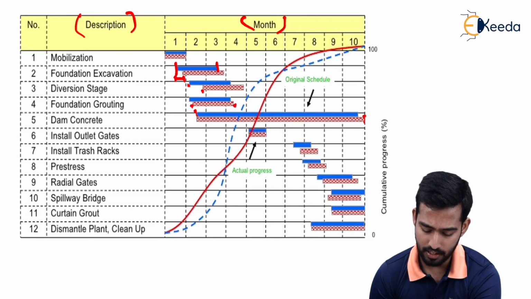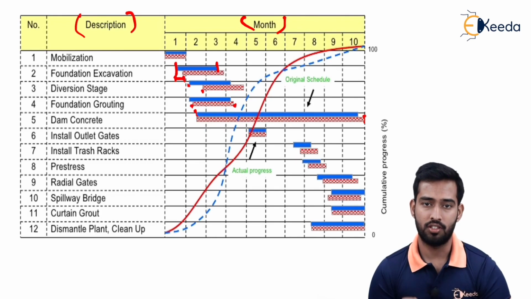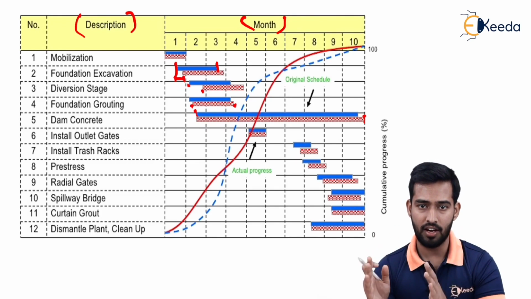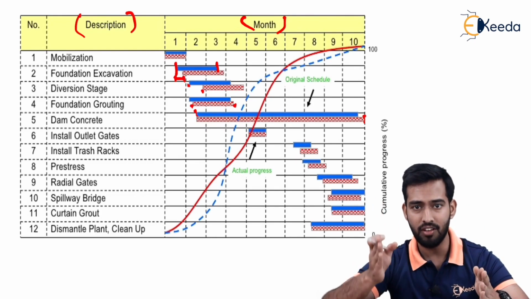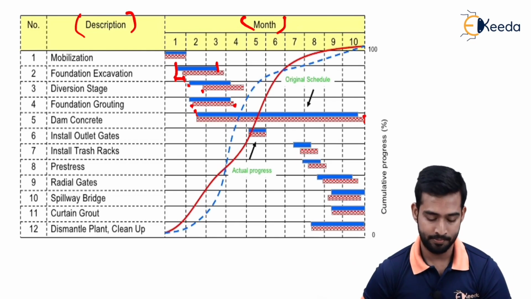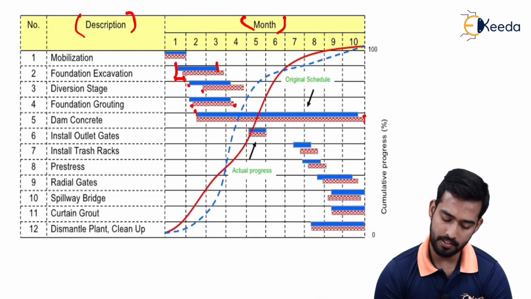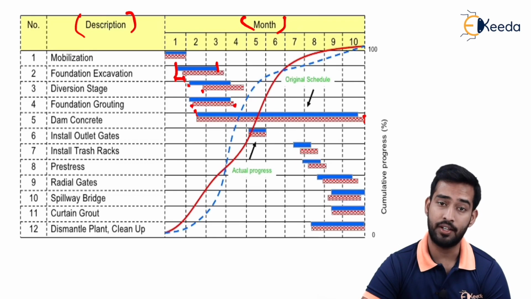Likewise, we have given the different activities and their durations, how many days each will require, when we should start it and when it will finish, by your blue line. Your red line represents the actual progress, whereas your blue lines represent the original schedule time.